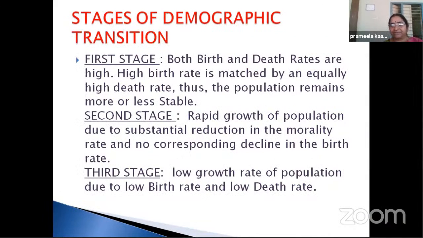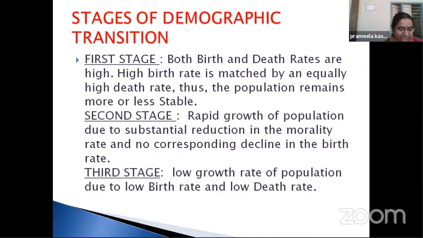In the first stage, both birth and death rates are very high. In the initial stage of an economy, if it is an agrarian economy, the birth and death rates are at a higher level. The high birth rate is equally matched with the high death rate, which leaves the population more or less stable. That means we cannot find an increase in population because of high birth and high death rates in the first stage of an economy.